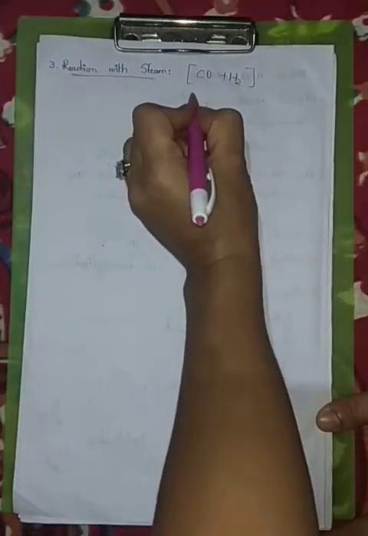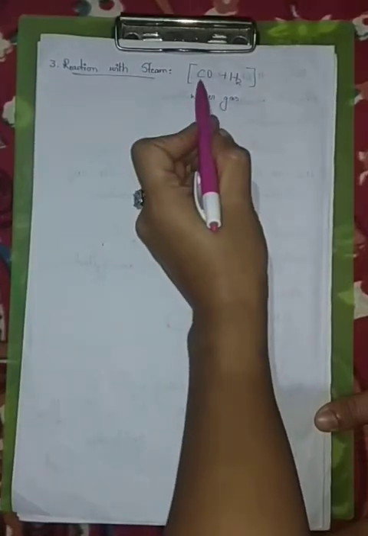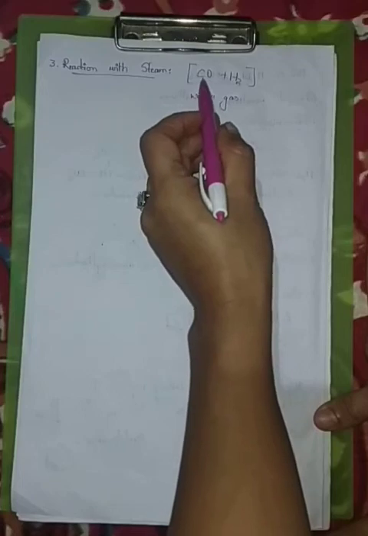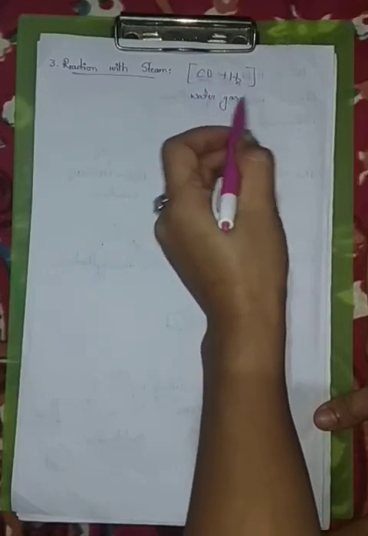In the reaction of alkanes with steam, the methane molecule reacts with steam at 1273 Kelvin in the presence of a nickel catalyst to form carbon monoxide and dihydrogen. When alkanes react with steam, there is formation of carbon monoxide and dihydrogen gas. The mixture formed is known as water gas. Carbon monoxide and hydrogen gas together are known as water gas.